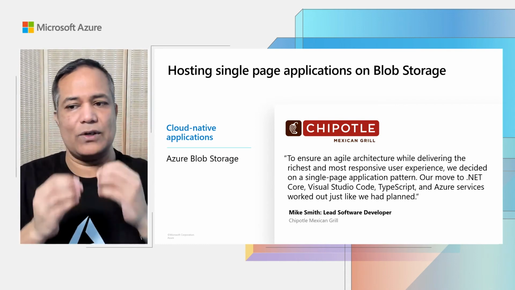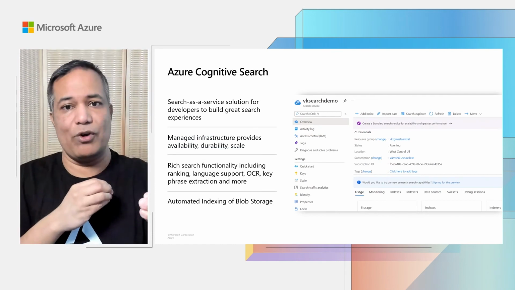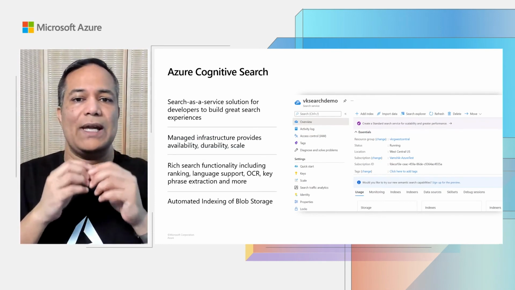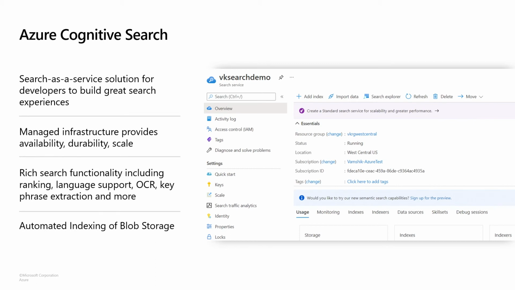Let's dive into Cognitive Search a little bit. That can allow you to build even richer and more capable applications. It's a managed search-as-a-service solution that allows you to take data, crack it open, and build these rich search index functions, for key phrase extraction, for OCR, for semantic meaning. And the nice thing is it's fully integrated with blob storage, and you can just set it up to automatically scan your blob storage accounts as new data comes in and build these indexes.